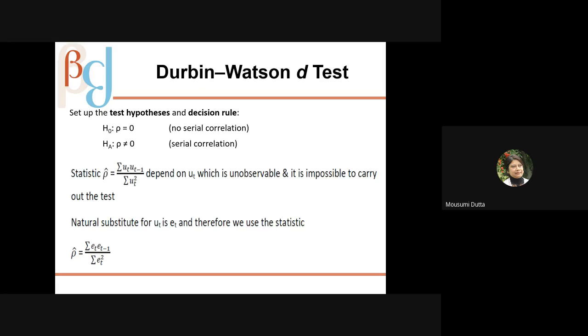However, it will be difficult or impossible to carry out the test with this notational construct because u is not observable. So the natural substitute of u is e, the residual. If we move one step further, we should define rho hat as summation u_t u_{t-1} divided by summation e_t square.